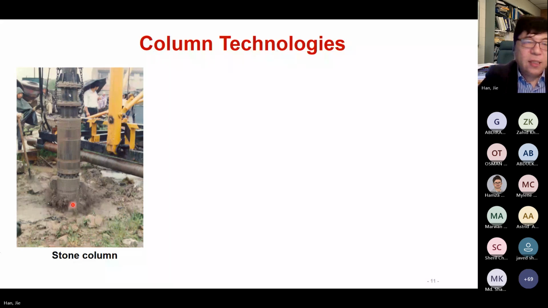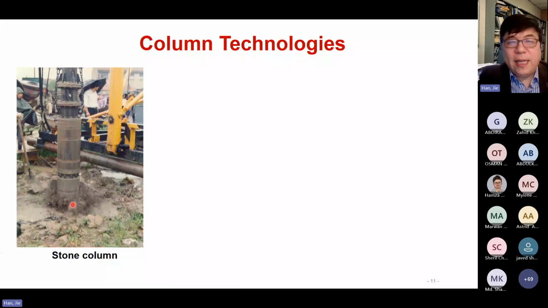Right? The stone is stronger than soil, of course, but stone columns require lateral confinement. If the soil is too soft without lateral confinement, the stone column cannot carry too much load.